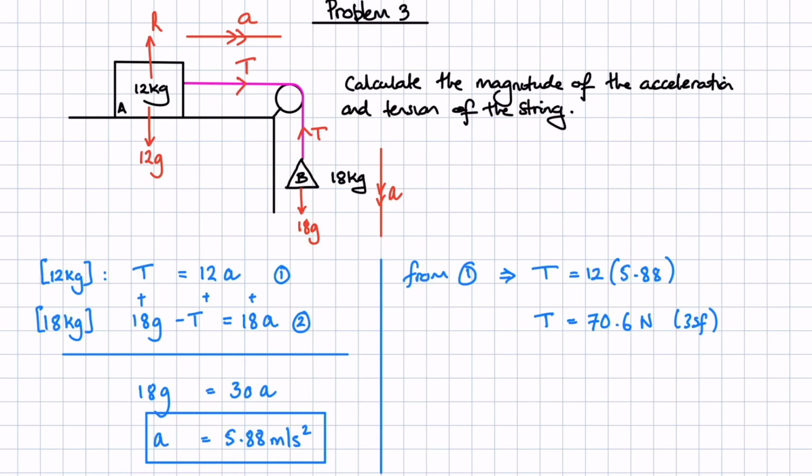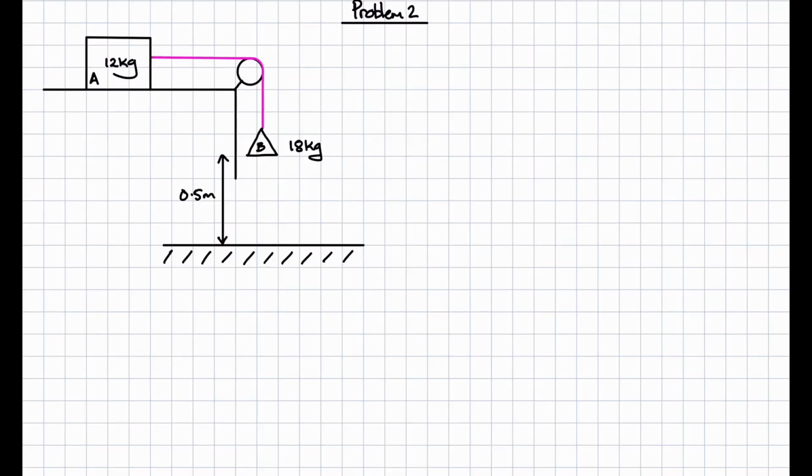So, this was problem number 3, a very, very simple problem considering we had no resistance forces. Now in problem number 2, we've got a very similar scenario. Again, we've got two objects connected together, particle A and particle B, connected by a light inextensible string passing over a smooth fixed pulley.